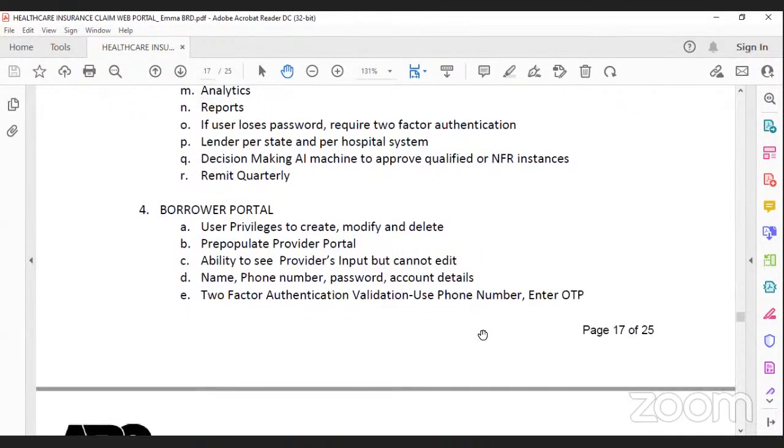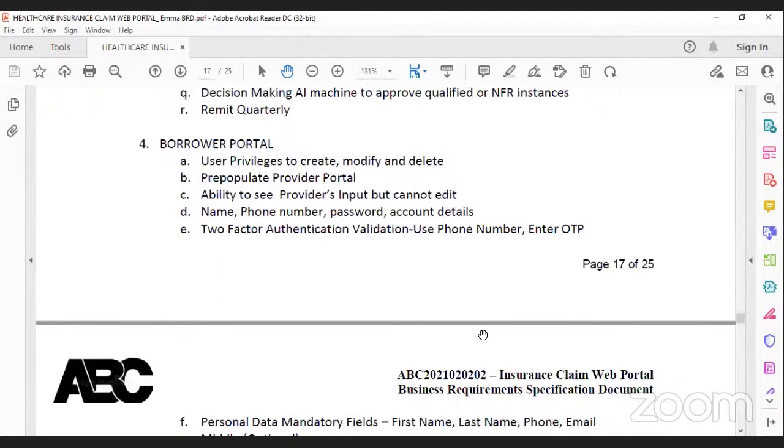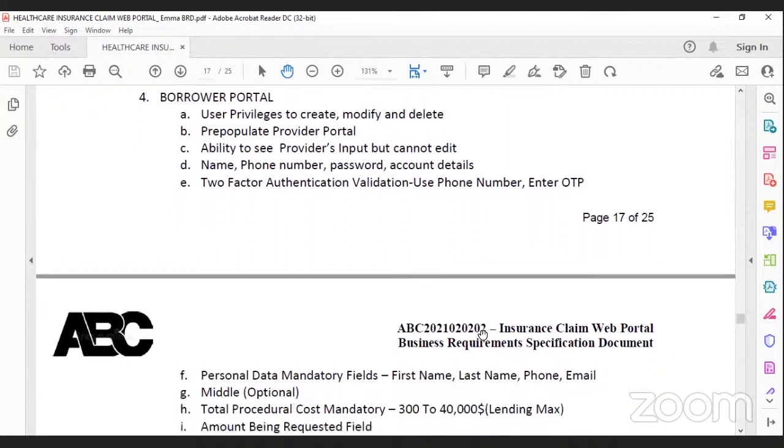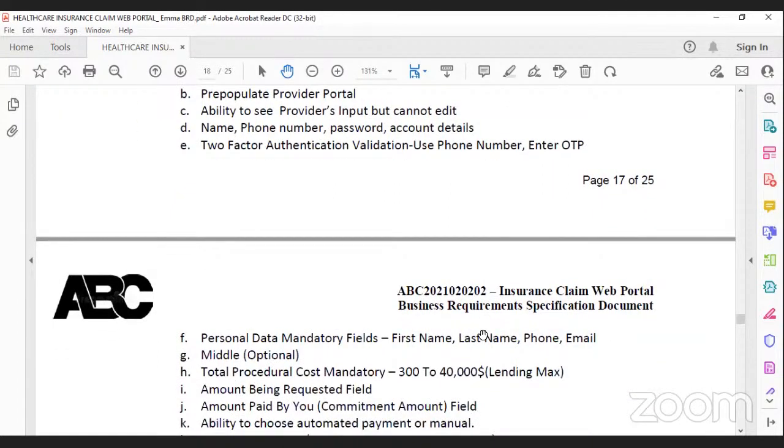Now, the borrower portal will give the user privilege to create, modify, delete, repopulate the provider portal, and the ability to see providers' input but cannot edit key functions or key fields: phone number, password, your account details, 2FA.